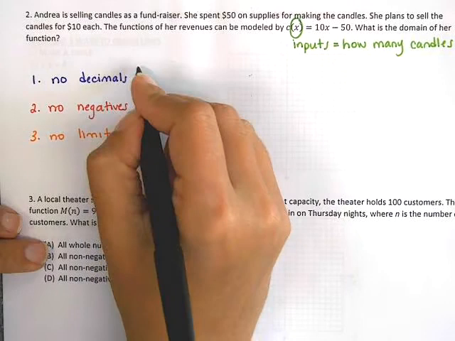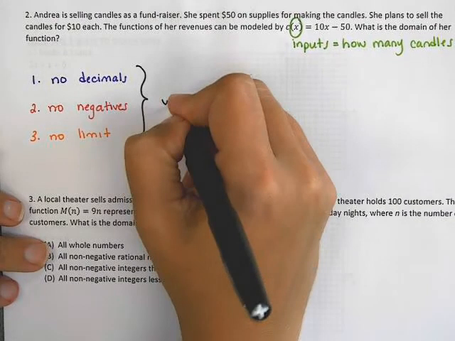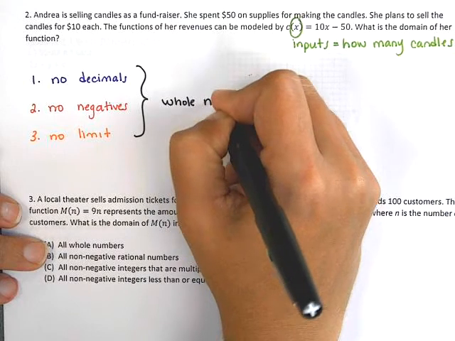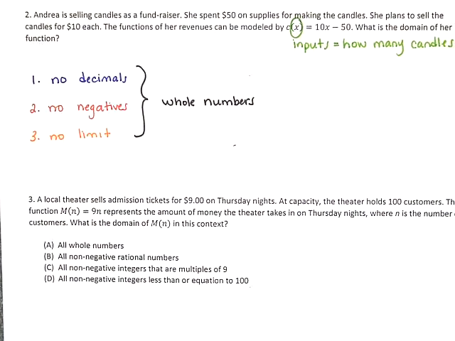If I look back at the list of my options, the numbers that have no decimals and no negatives would be called the whole numbers. And since there's no limit, we just say whole numbers this time.